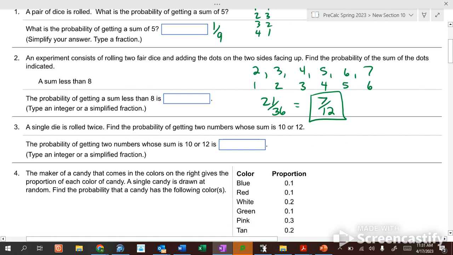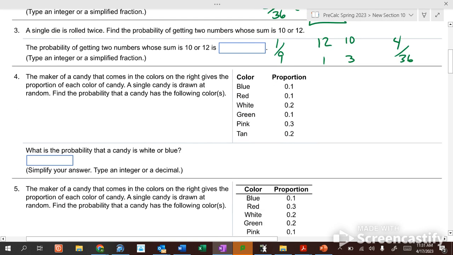A single die is rolled twice. What's the probability of getting 2 numbers whose sum is 10 or 12? That's really no different than rolling 2 at the same time, okay? Because one doesn't have any effect on the other if you pick it up and roll it again. So the sum of 12, there's just 1 out of 36, right? So there's 2 for 11, and then for 10, there's 3, right? So it's 4 out of 36, or 1/9.